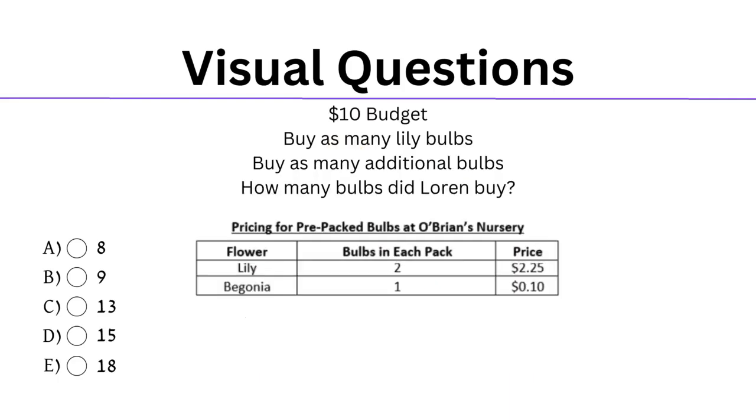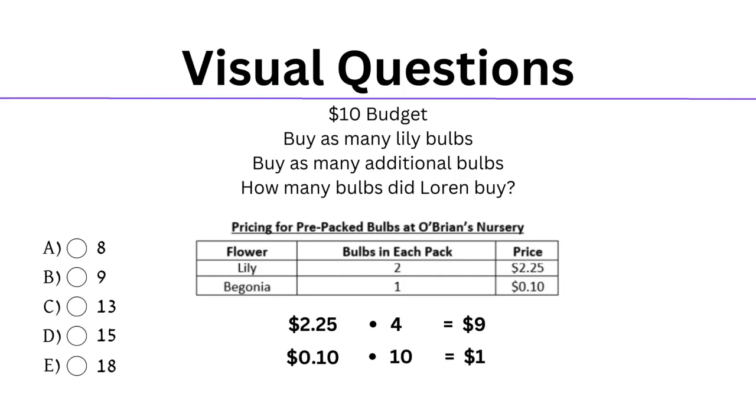Lilies cost $2.25, and ignoring the 25 cents, we can buy exactly 5 packs. When we take into account the cents, we can buy 4 packs, which is $2.25 multiplied by 4, which equals $9. Now, with the extra dollar, we can buy 10 begonias, as they are 10 cents each.